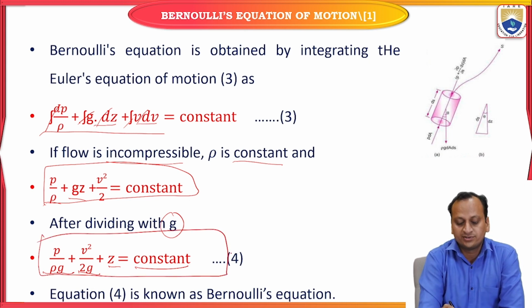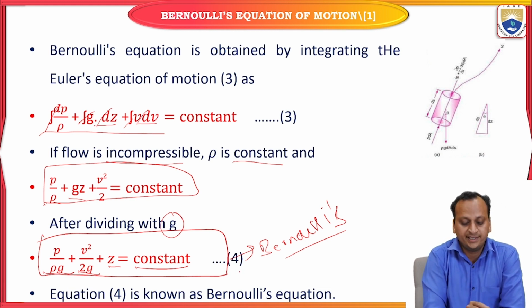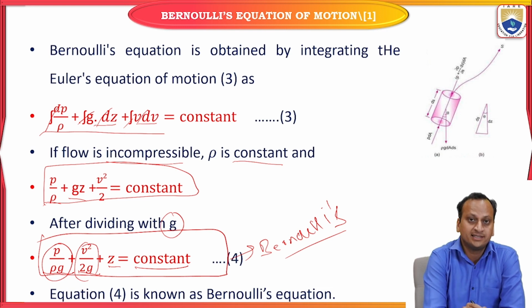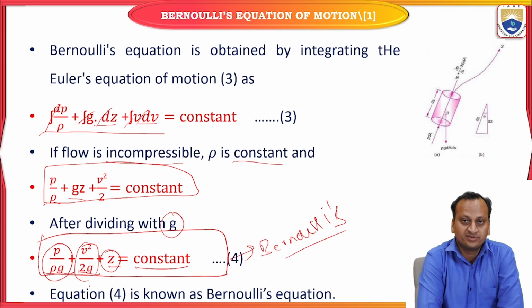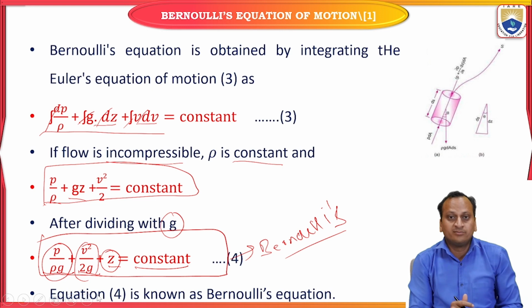So this particular equation is known as Bernoulli's equation of motion for a given assumption. This equation has three different terms, also known as Euler's equation. The first term indicates the pressure head, otherwise pressure energy per unit weight. The second term, v square by 2g, indicates the kinetic head, otherwise kinetic energy per unit weight. Plus z, this is potential head or potential energy per unit weight.